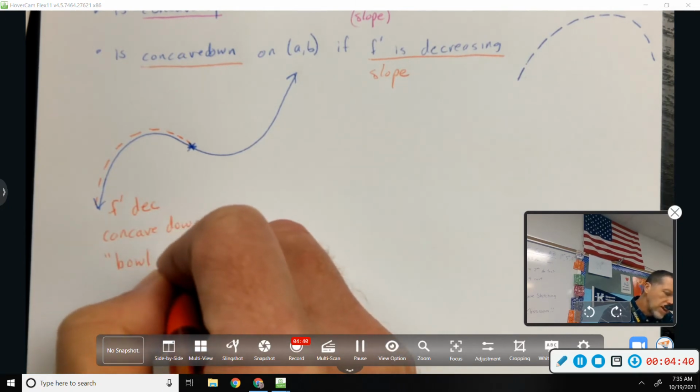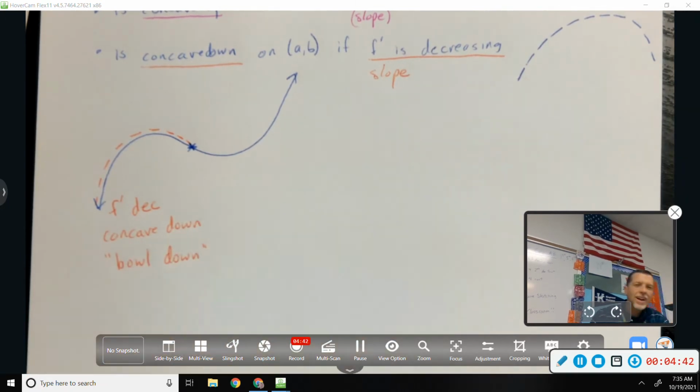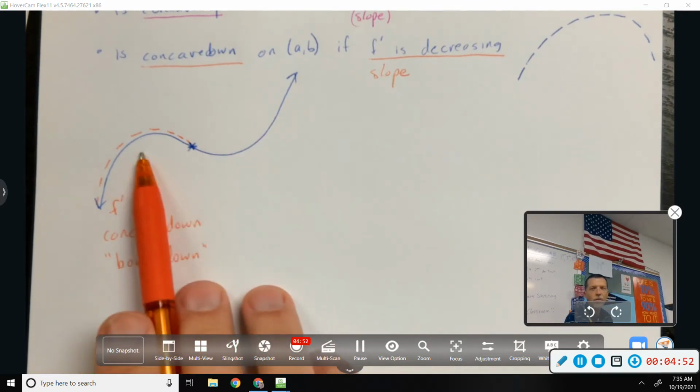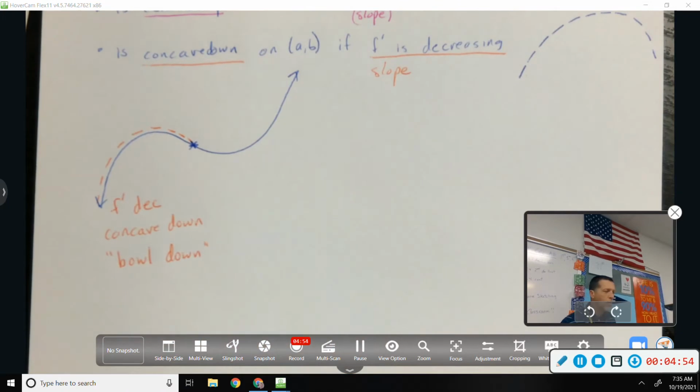Some people would say it's bowled down. Like concavity is like, how is it bowled? It makes a bowl. But is the bowl pointing down or is the bowl pointing up? Some people say, does it hold water? Does it not hold water? Just different ways to think about concavity.